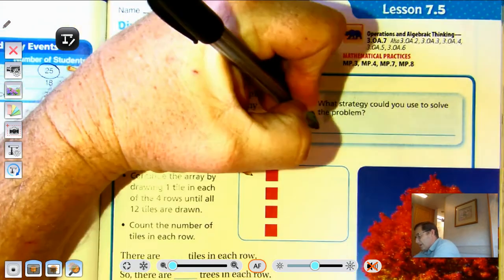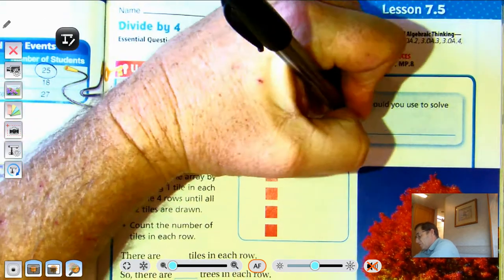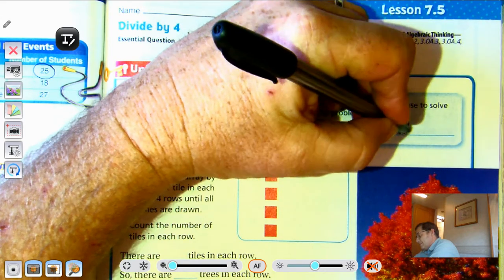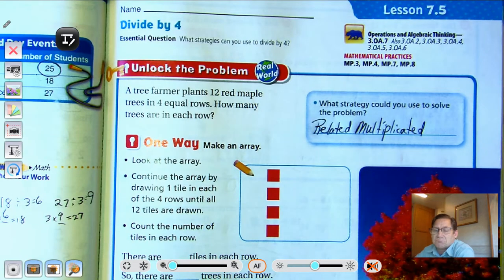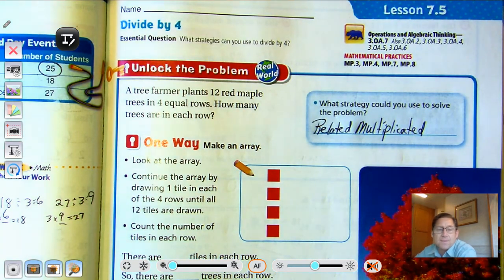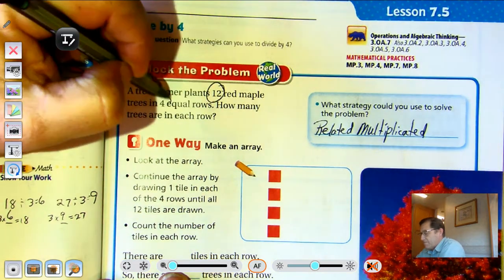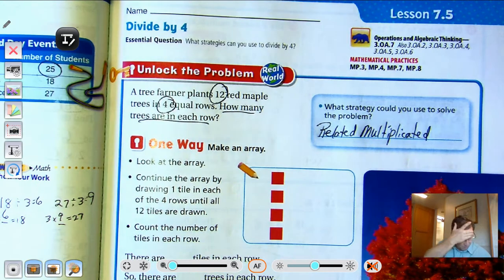What strategy could you use to solve the problem? Well, I could use related multiplication. I could use an array. I could use a number line. So those are all different strategies we use. Okay, so 12 red maple trees, 4 equal rows. How many trees are in each row?